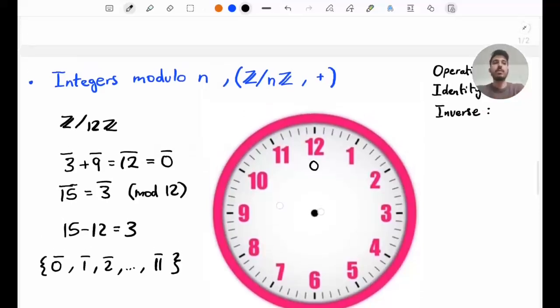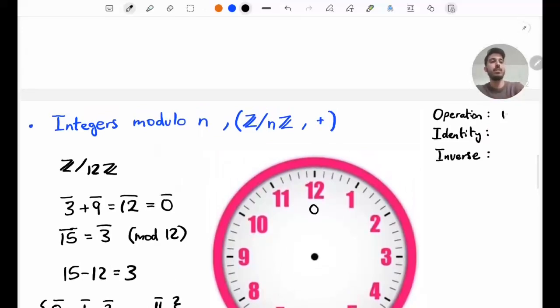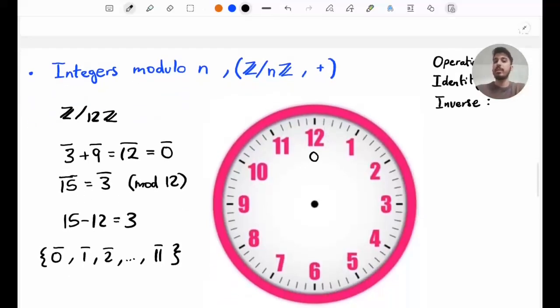Now, what about the identity? Well, we need to think about what element that if you add it to any of the other elements changes nothing. That is just 0 bar. 0 bar is the identity.